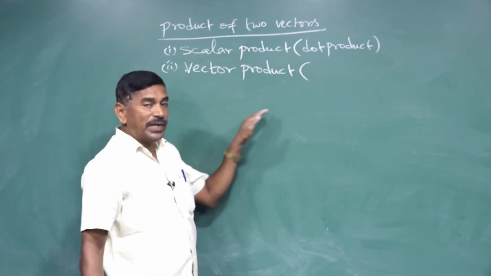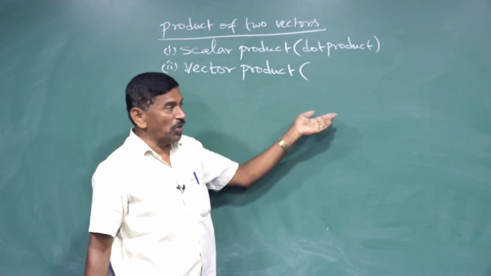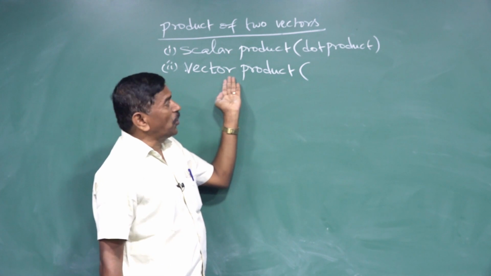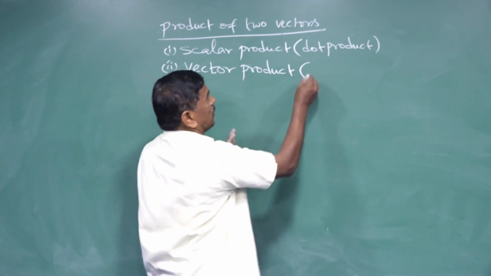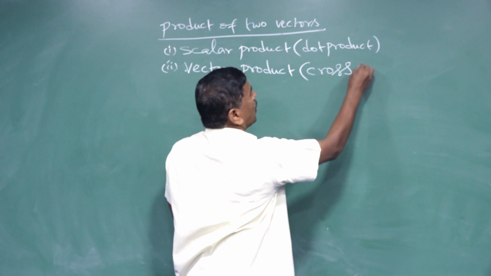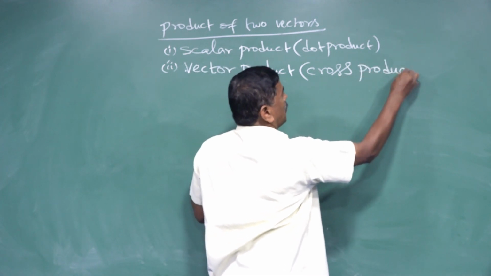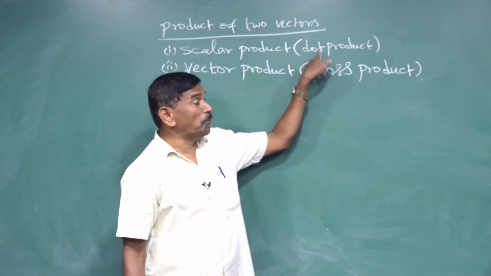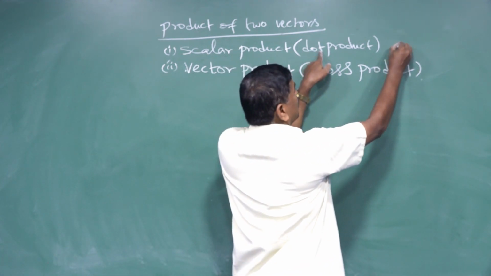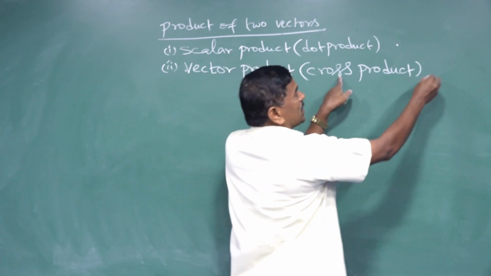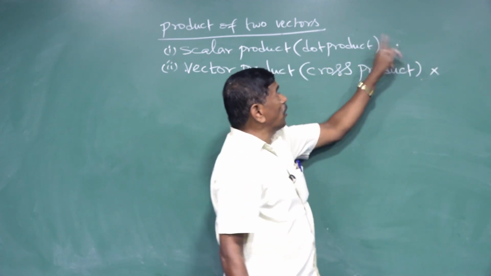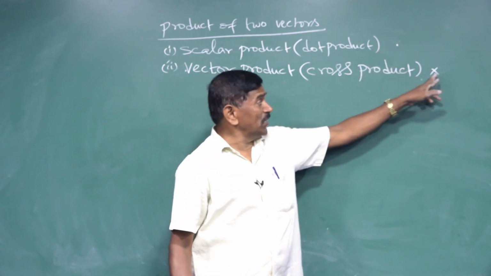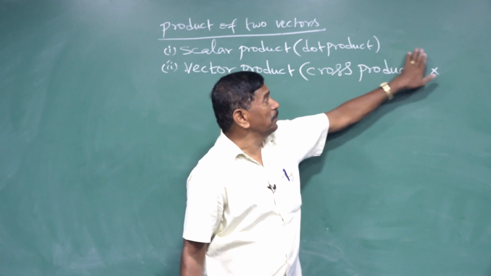Vector product, otherwise cross product. Scalar product or dot product. Vector product or cross product. Listen, here the topic itself is the technique. Dot product means just a dot, and the cross product means just a cross. That's all. So for dot product we use just a dot, and for cross product we use this symbol. So that's the idea.